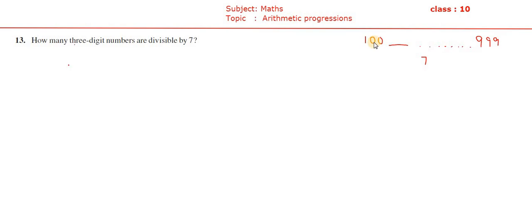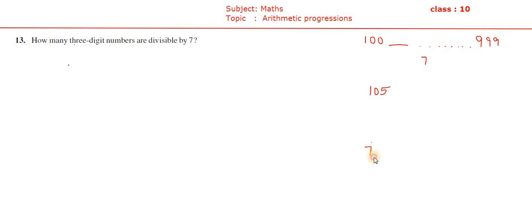Now 100 is not divisible by 7. 101 is also not divisible. 102 is also not divisible. 103 is also not divisible. 104 is also not divisible. What about 105? 105 is divisible by 7 completely.